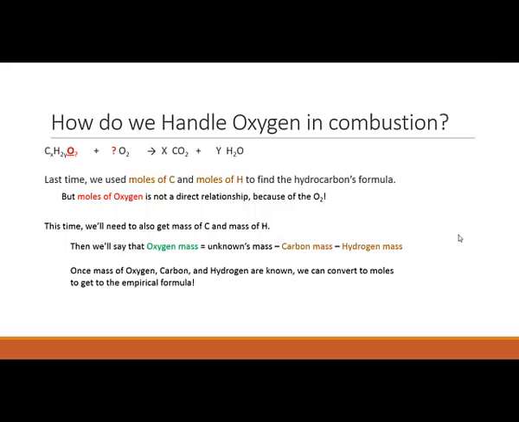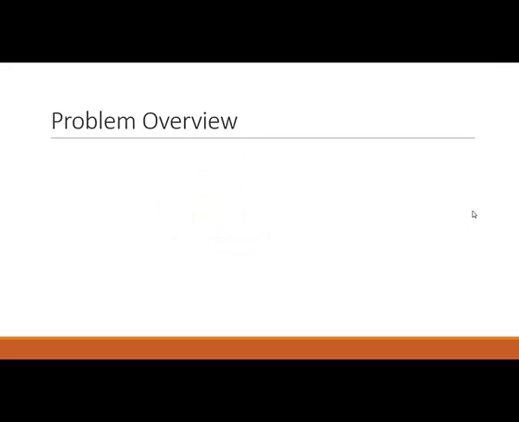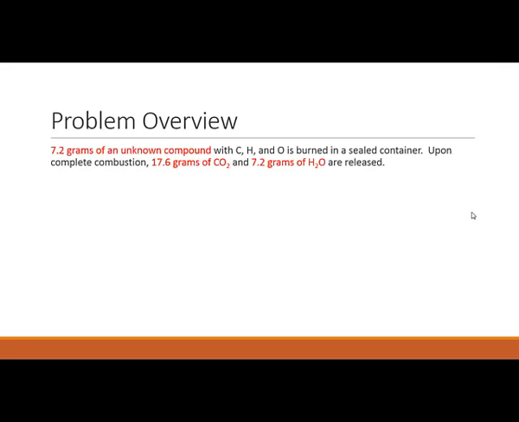With that in mind, let's have a look at today's problem. 7.2 grams of an unknown compound with C, H, and O is burned in a sealed chamber. Upon complete combustion, 17.6 grams of CO2 and 7.2 grams of water are released. Part A is to find the mass of carbon, hydrogen, and oxygen in the unknown compound.